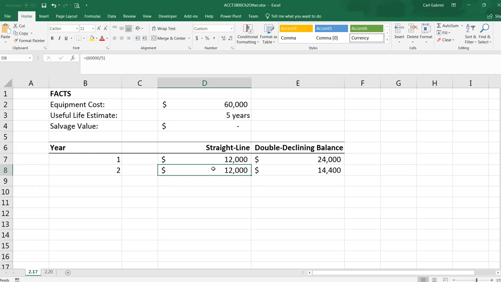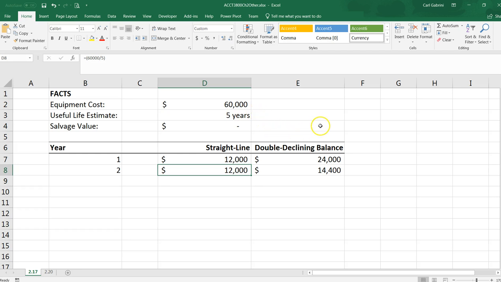So that the value of those assets after year one, or the book value of those assets after year one, would end up being $60,000 minus $12,000, or $48,000. At the end of year two, the book value of those assets is going to be $60,000 minus $24,000, which would be $36,000. Okay, so hopefully you see that. Straight line is pretty easy to put together. It's not that difficult.